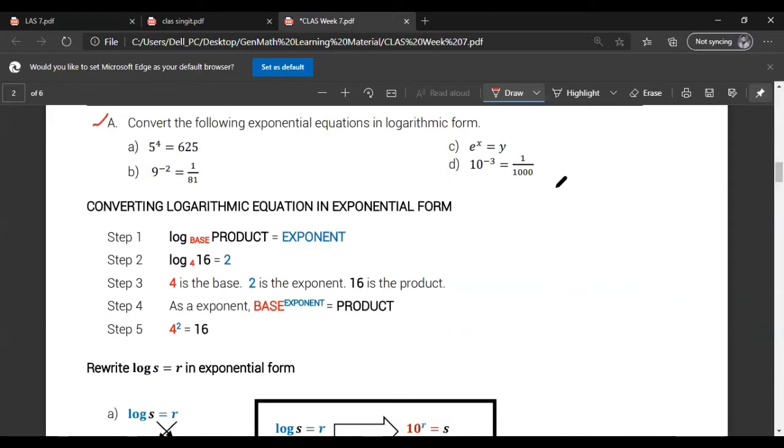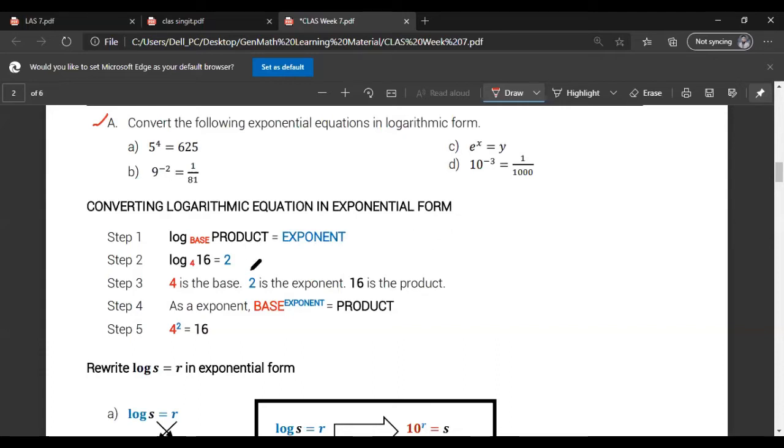Okay. So now, since you already know how to convert an exponential equation to its logarithmic form, now we will know how to do the other way around. Okay? So what we will do is convert a logarithmic equation to its exponential form. So we will return it to its true form. Charot, like Dragon Ball's Super Saiyan form, something like that.